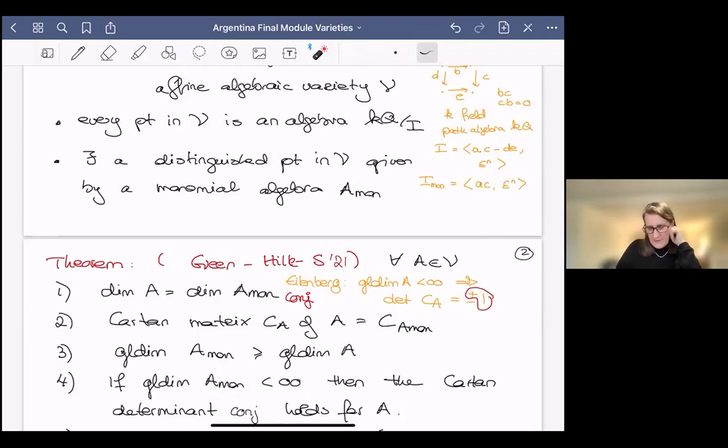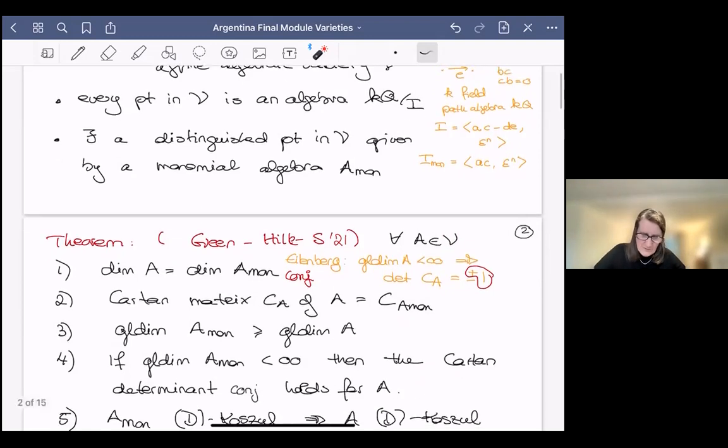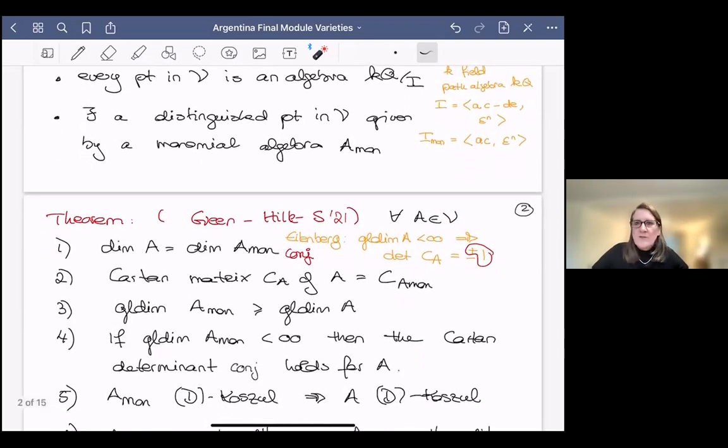And so that means if the global dimension of the monomial algebra is finite, then we know that the Cartan determinant conjecture holds for the associated Cartan matrix. So the determinant is +1. But since all algebras in a variety have the same Cartan matrix, we know that the conjecture holds for any algebra in the variety. Okay, so unfortunately, this is not enough to show the Cartan determinant conjecture in general, but I guess it extends it to a larger class of algebras than we knew before.